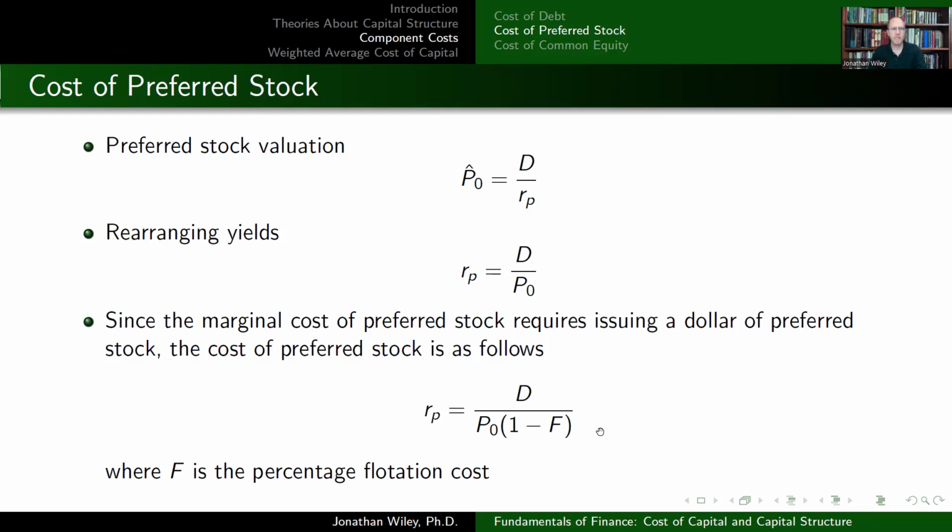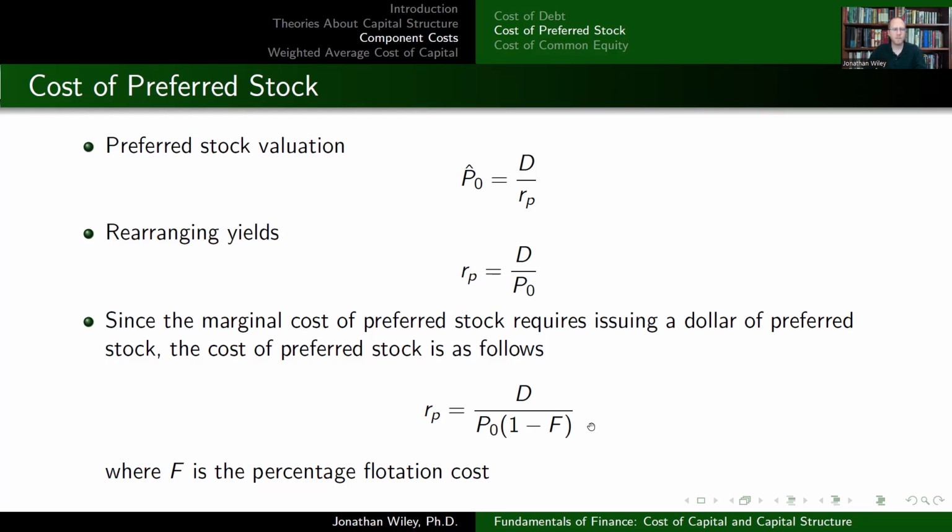So let's suppose the current stock price for the preferred stock is $30, and the flotation costs are going to be 10%. Well, I'm going to take 1 minus 0.1, so that's going to be 0.9. 0.9 times the $30, 90% of the $30, which basically means it's going to be $27. So I would take the dividend divided by the $27.